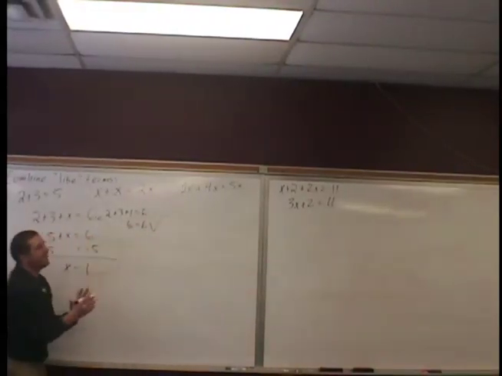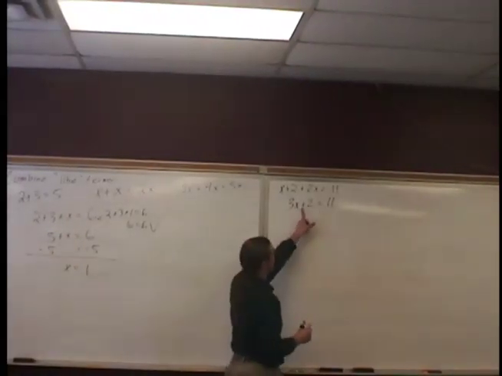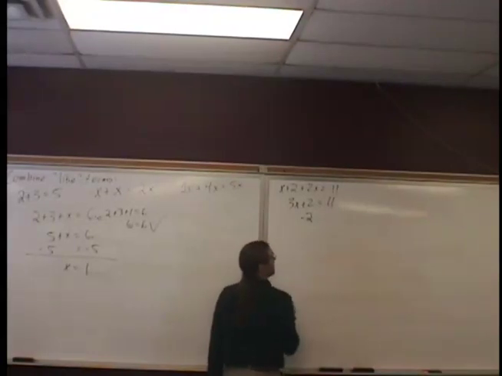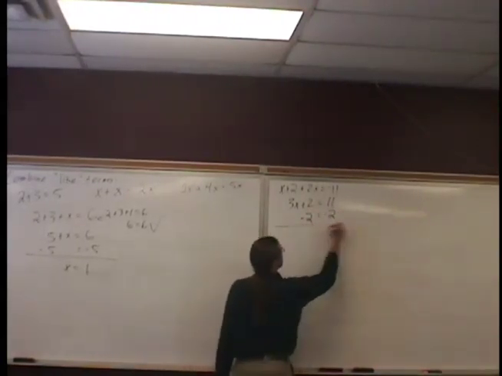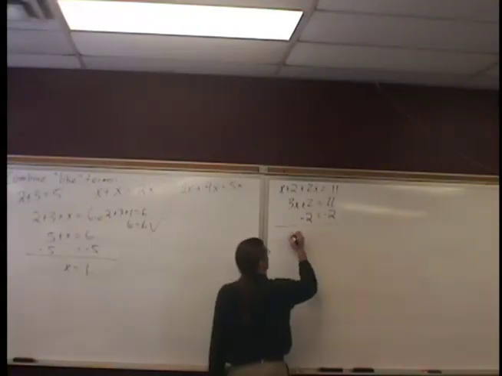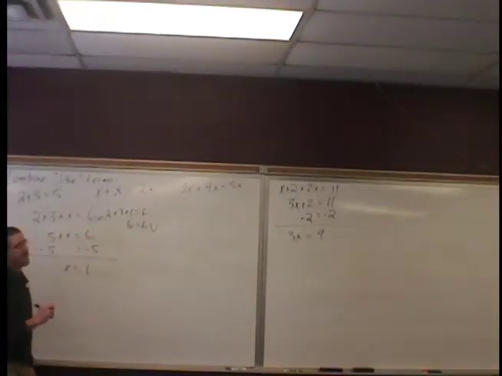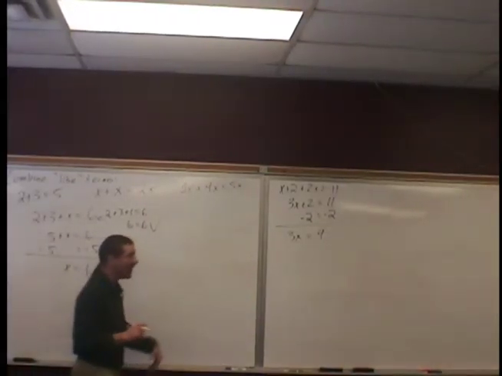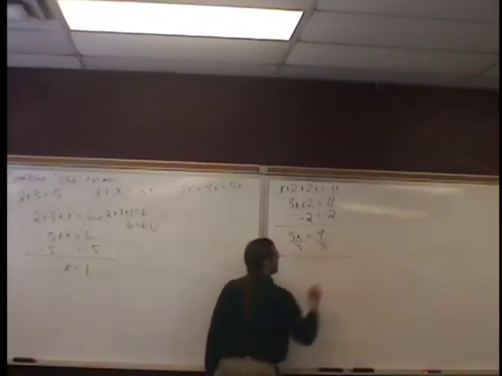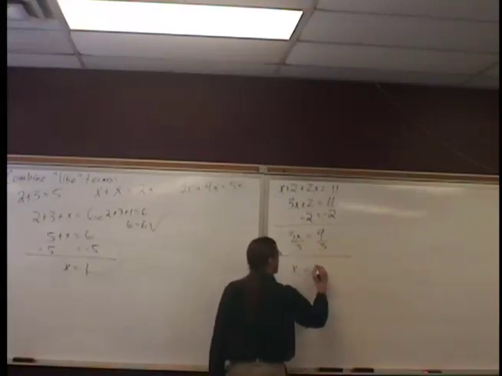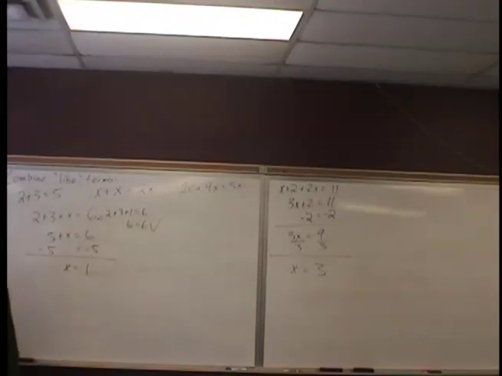And once you get everything combined, now start applying our rules we had to do before. Undo your addition and subtraction first. We need to subtract 2. If we subtract 2 from one side, we must subtract 2 from the other. We have multiplication. Undo the multiplication with division. And again, check your answer.